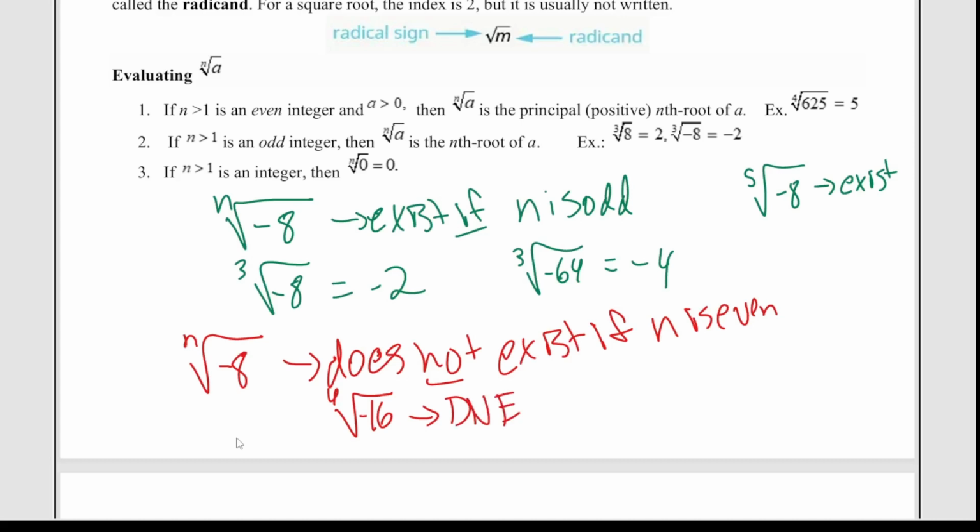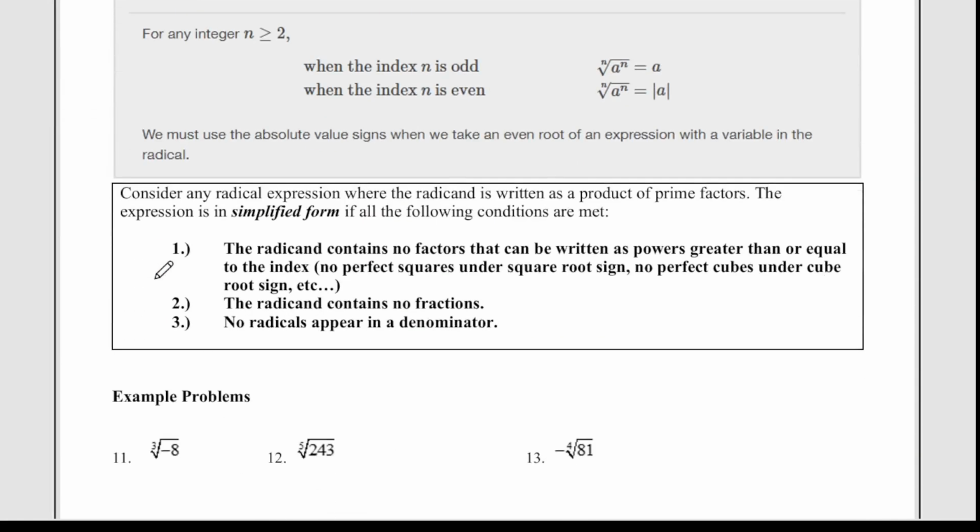So we can only have negatives underneath the root if that root has an odd power to it. So an odd index, I should actually say. It's not index to it.